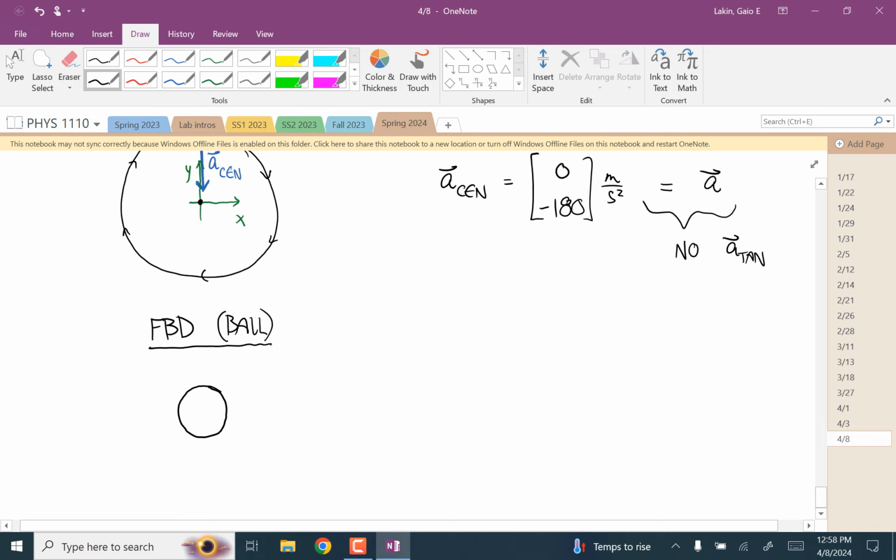So if you leave off the weight force, and you leave off the normal force from the surface touching the ball, the only force that's left is the cable force acting this way.